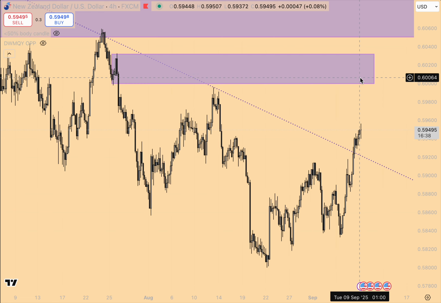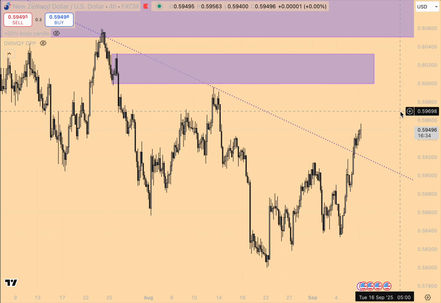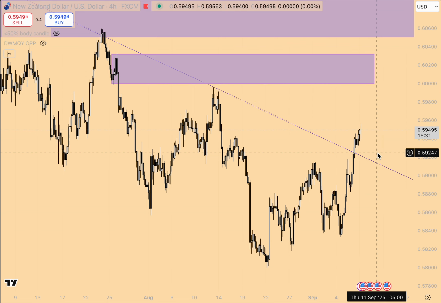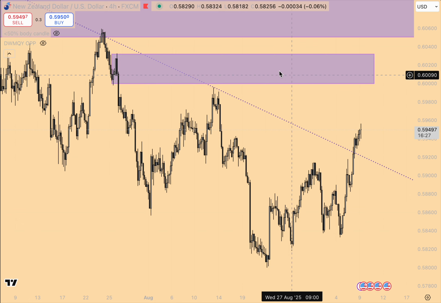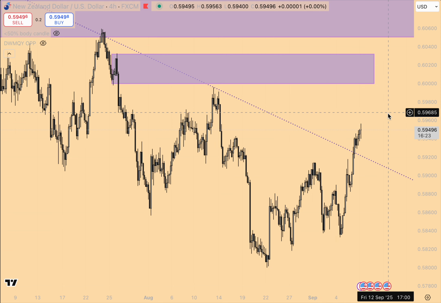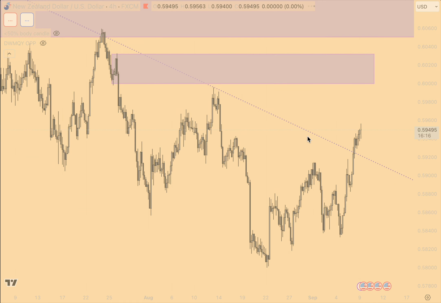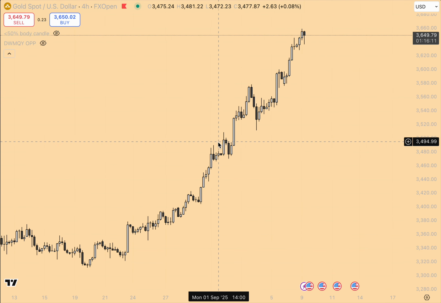But let's see what happens from there. Maybe we get a change of character, and then we sell it from there and back into the lows. So that's my target for NZD USD. I just expect it to keep on going upward and upward, because I'm still expecting downward movement on the dollar. Okay, so if we come to gold, there's not much to say on this.